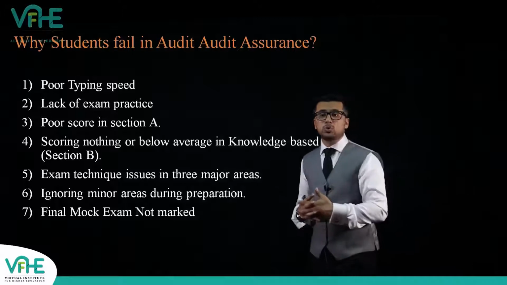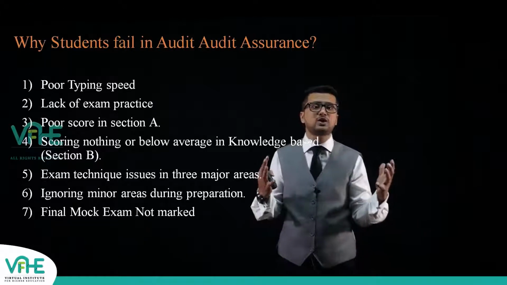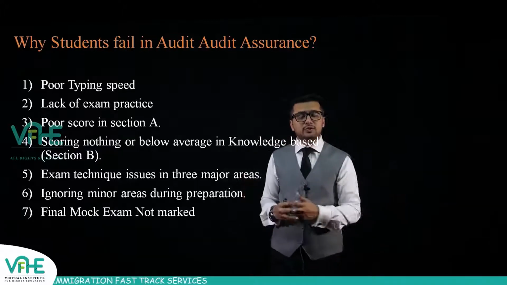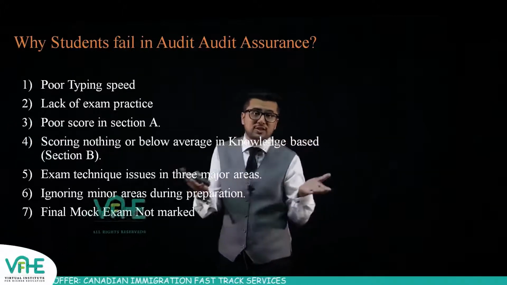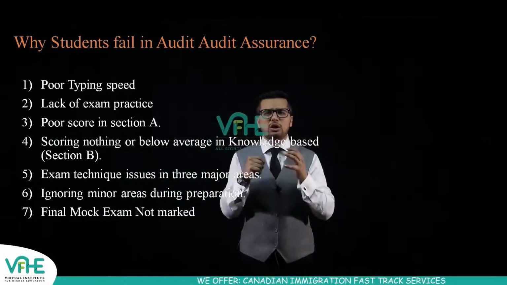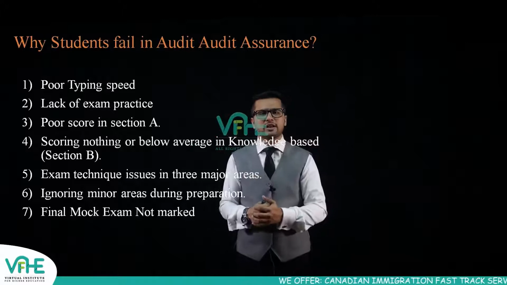So why do students fail so much in audit and assurance? The reasons are well diversified. The first reason is that typing speed has got a lot to do with it when it comes to the audit and assurance exam.